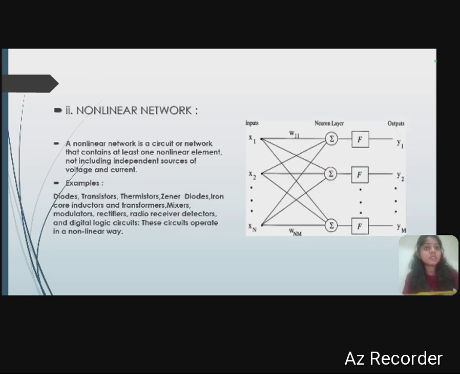Then the second one, the non-linear network. A non-linear network contains at least one non-linear element that is not an independent voltage or current source. Examples: diodes, transistors, Zener diode, iron core inductors and transformers, mixers, modulators, rectifiers, radio receivers, detectors, digital logic circuits. These circuits operate in a non-linear way. In the non-linear network, there are inputs, neuron layer and the outputs. In the figure we are observing.